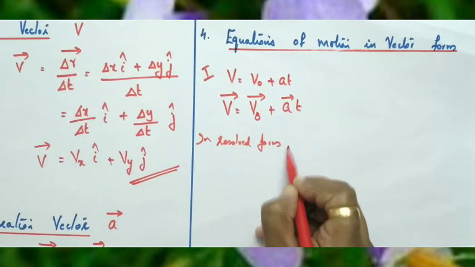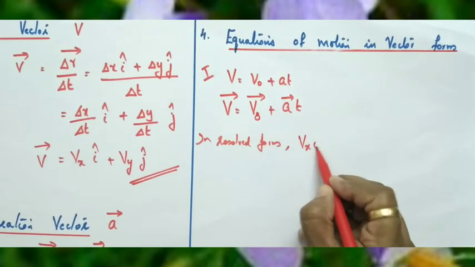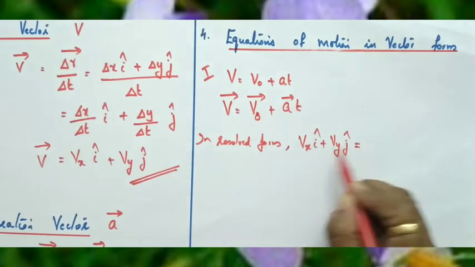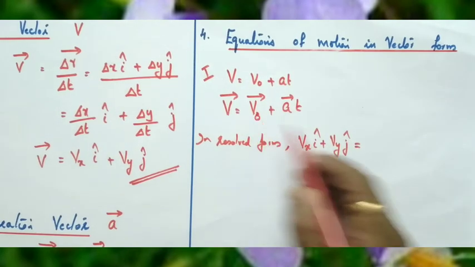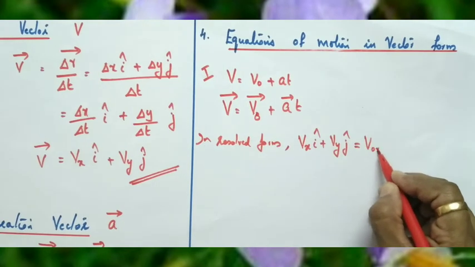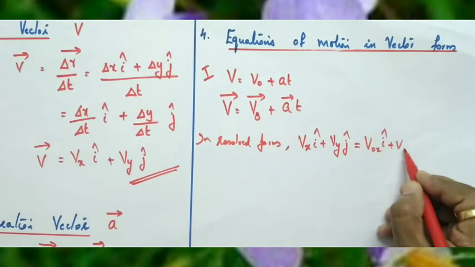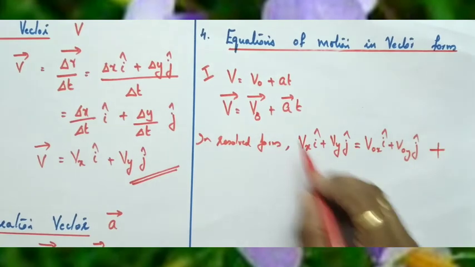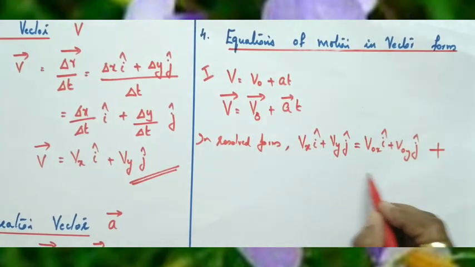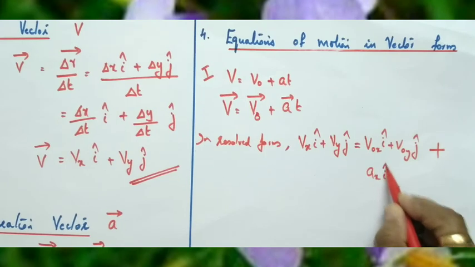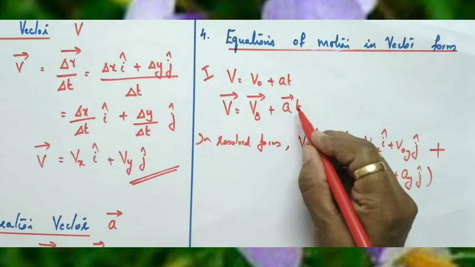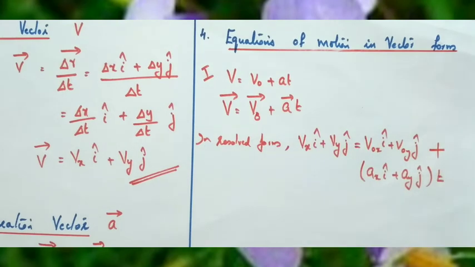this vector v can be written as vx i cap plus vy j cap equals, how will you represent vector v0 in resolved form? v0x i cap plus v0y j cap, plus how will you represent vector a in resolved form? ax i cap plus ay j cap, into the time t. Time t is a scalar quantity.